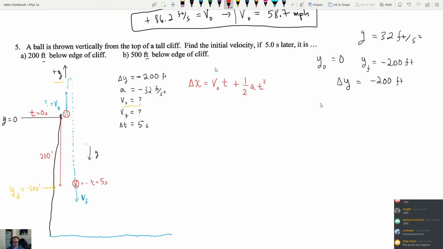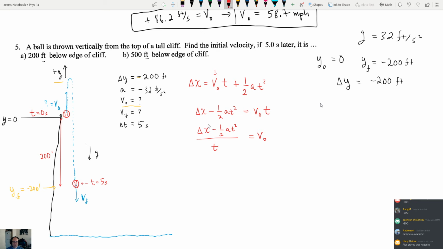We need to solve for initial velocity. I would prefer that you don't plug in your numbers first. Instead, solve for this. So what do we get? Delta x minus 1 half a t squared is equal to v initial times t. We divide by t, so we get delta x minus 1 half a t squared, divided by t, should be equal to v initial.